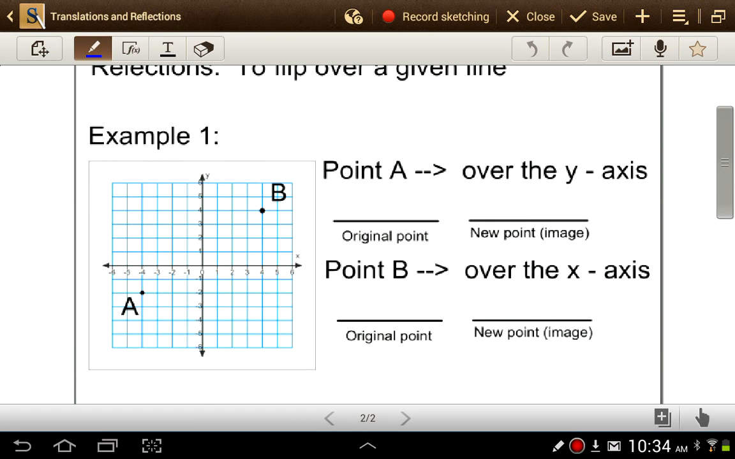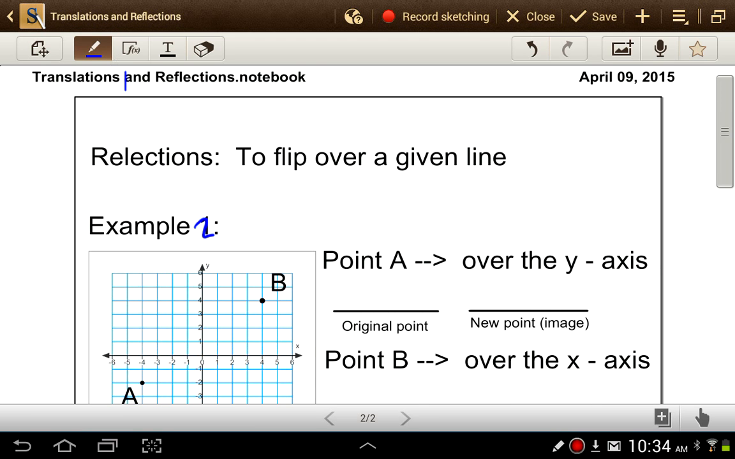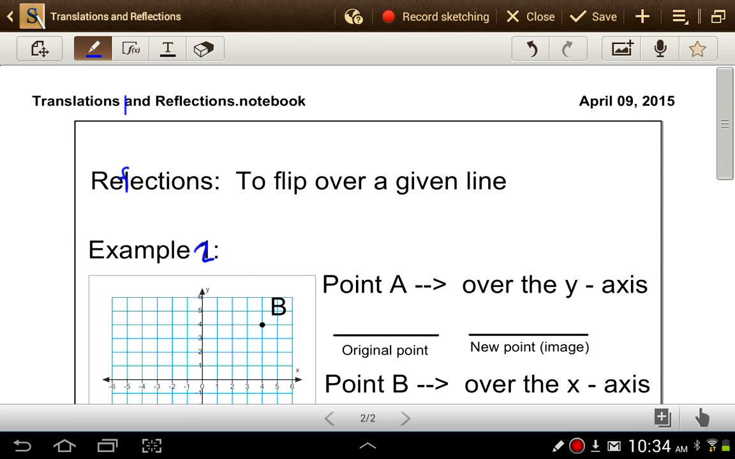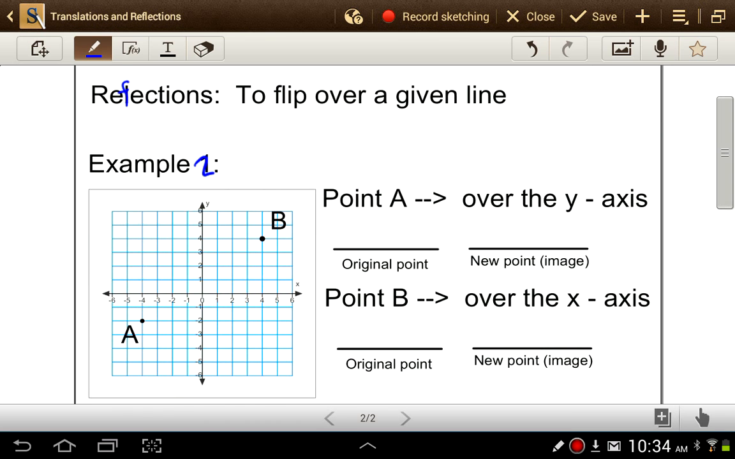Okay, in our last example, example 2, we are going to be talking about reflections. A reflection, if I could spell today, that would be helpful. R-E-F-L-E-C-T. A reflection is to flip over a given line. So we're going to flip the point or flip the image over a line. Okay, and our given lines are going to be the axis. I'm either going to give you the y-axis or the x-axis.